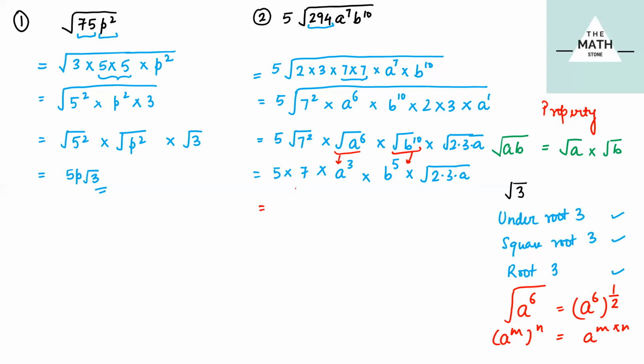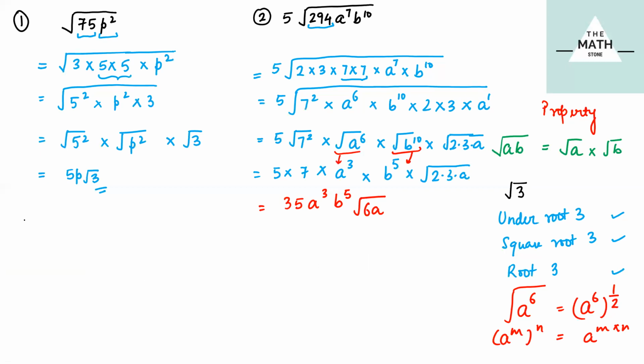Now let's simplify it further. So 5 times 7 is going to be 35, a cube, b raised to 5, and then we have the square root of 6a. I hope this is getting much clearer now. Let's do one more problem.